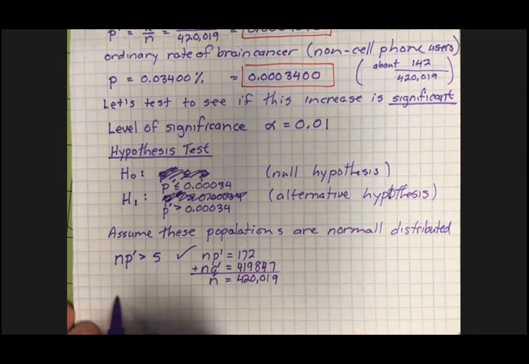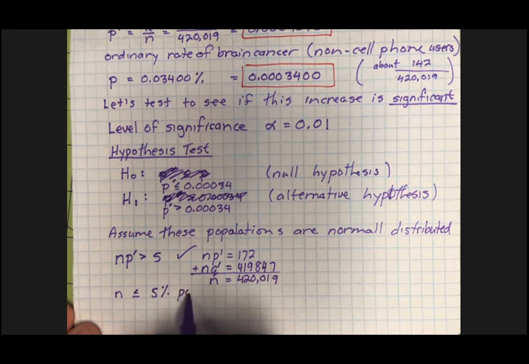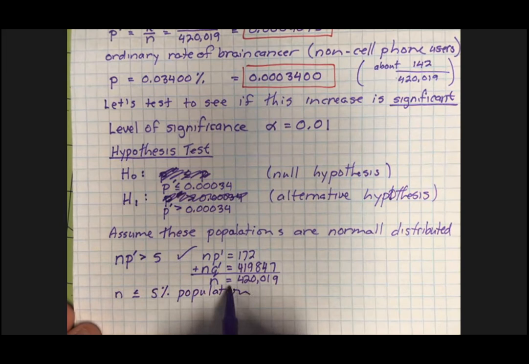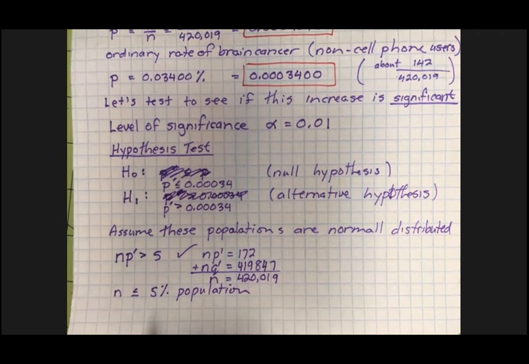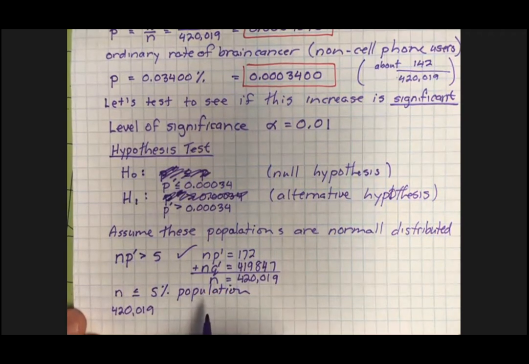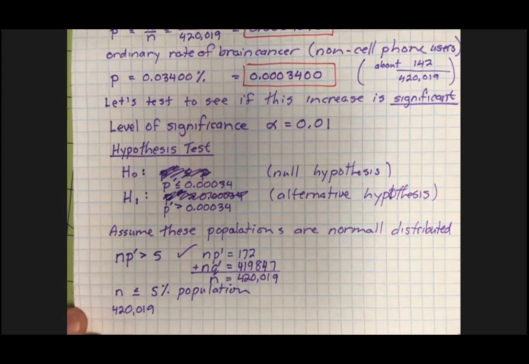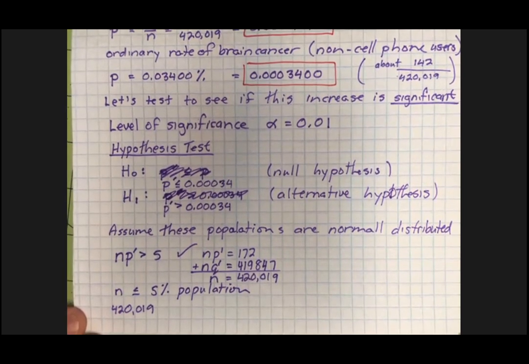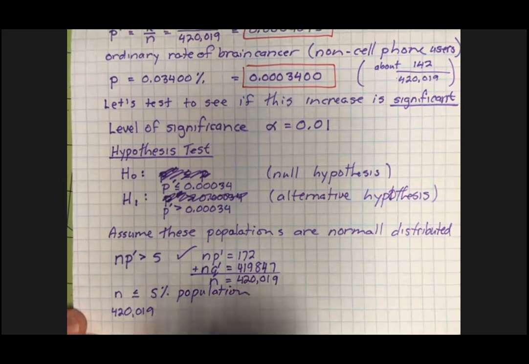I also want to know that the number of people I'm sampling is less than 5% of the population overall, because I'm conducting a simple random sample. I don't want to select the same person twice. So let's think about this. If I have 420,000 people I've sampled, what's the number of cell phone users in the United States? And you could look this up. This is on the order of 300 million, 250 million. Let's say, now let's be very conservative, 330 million people in the United States. Let's say of those 330 million people, 200 million are cell phone users.